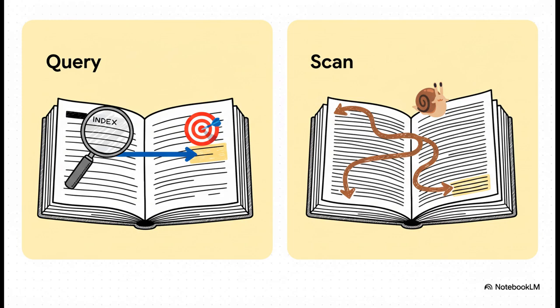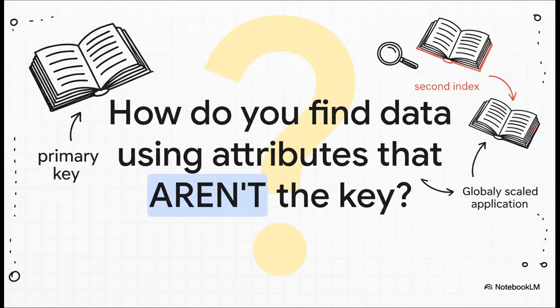A query is like using the index in the back of a book. It's surgical, it's hyper-efficient, fast and cheap, because it goes directly to the data you need using what's called a primary key. A scan, on the other hand, well, that's like reading the entire book, from page 1 all the way to the end just to find one single sentence. It works, sure, but it is slow, incredibly inefficient, and it can get really expensive when you're dealing with a lot of data.